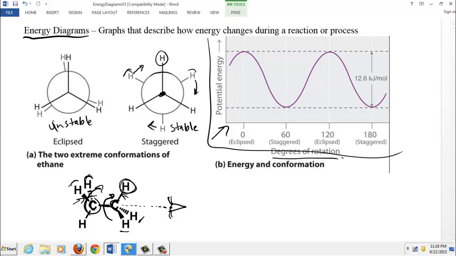And you can see that every time the hydrogens are passing in front of each other, eclipsing, the energy is high. And then when the hydrogens are staggered in between each other, nicely spread apart, there's less electronic repulsion, the molecule is more stable, and the energy is at a minimum. And if you're somewhere in the middle, halfway, not totally eclipsing, not totally staggered, then you're at some other point on the energy curve.